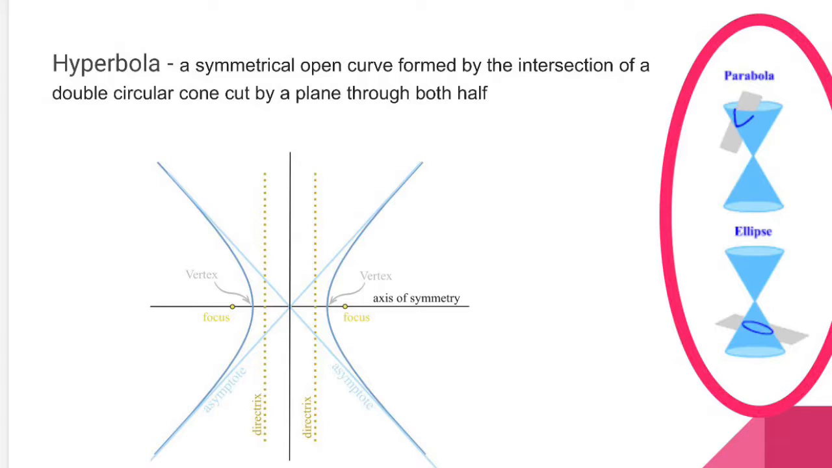So on the bottom, we have a diagram with parts labeled. For example, the yellow dotted lines are the directrix, and we have the vertices labeled, the foci, the two asymptotes, and the axis of symmetry, which should be the transverse axis, and the vertical line in the middle is the conjugate axis.